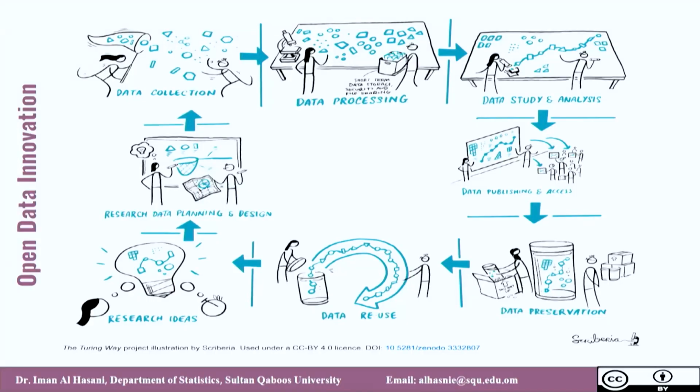If we go through the journey of open data innovation, it starts, of course, from collecting data, and then the data is processed, explored, studied, and analyzed. The innovation starts when organizations publish the results, publish the data, and make it accessible. That involves data preservation and data reuse, and then someone creates a new idea from that data, and the research continues. When the research continues, it adds something to the original data, or collects new information.